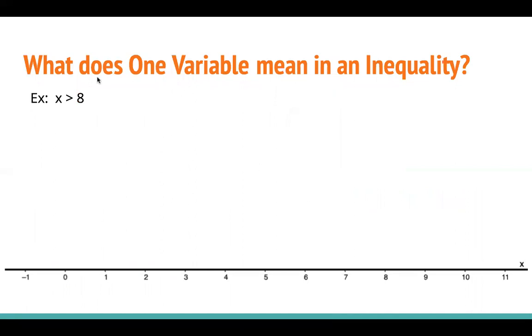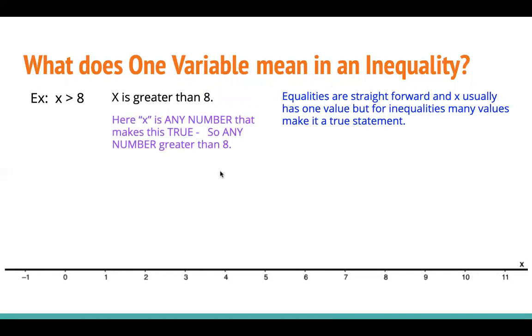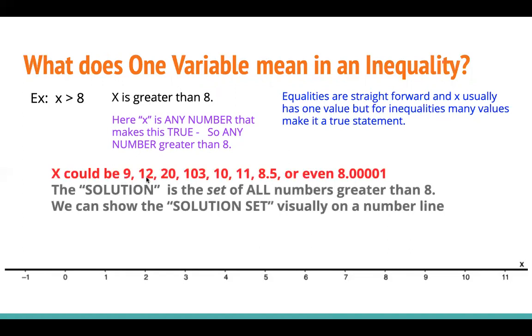So what does an inequality with a variable mean? If I look at the inequality, x greater than 8, x is greater than 8. With equalities, it's straightforward: x has one number as an answer. But for inequalities, many values can make this a true statement. x can be any number that makes it true. So any number greater than 8 is a solution to this inequality. x could be 9, 12, 20, 103, 10, 11, 8.5, or even just a tiny bit bigger than 8, 8.0001. The solution, the answer, is the set of all numbers greater than 8.